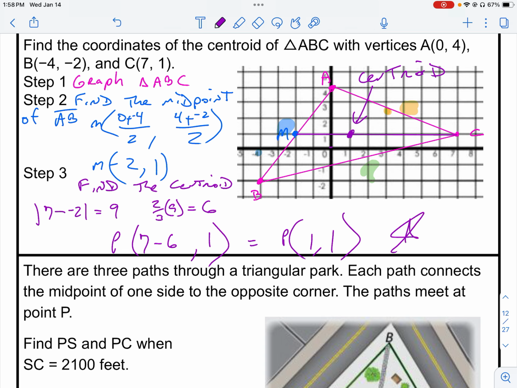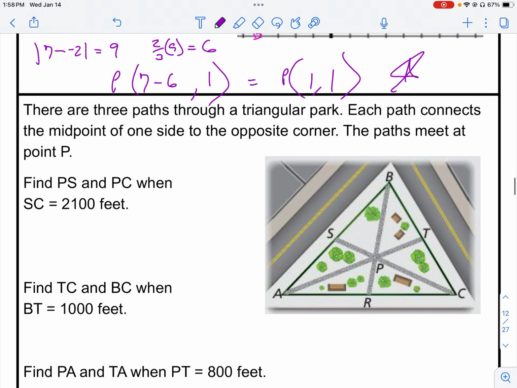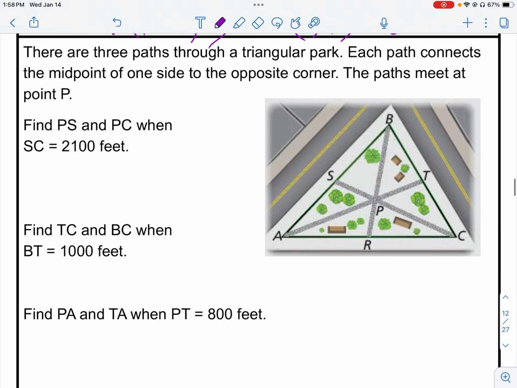Keep it simple and just keep going through your rules until you find what it is you're looking for. So we know the centroid is P, right here. Because we have a triangle, it matches up the midpoints. Each path connects the midpoint of one side to the opposite corner. It means it's the centroid. So everything is 2/3, 1/3 in the middle, and midpoints are on the outside.